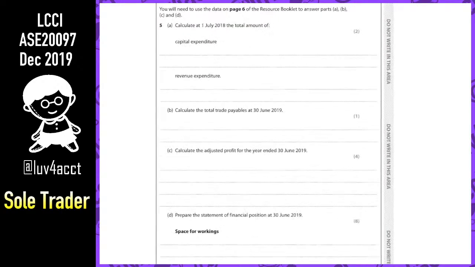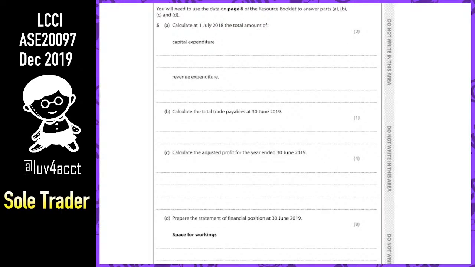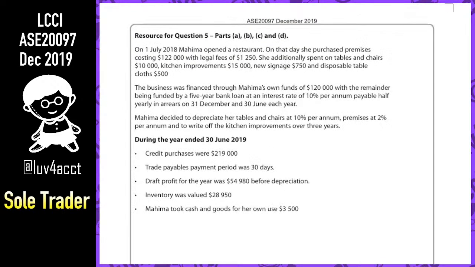So first part, calculate capital expenditure and revenue expenditure, 2 marks for both items. That means we don't have to show the workings. So this is capital, right? Legal fees related to the purchase of premises, always capital. Tables and chairs, capital, of course. Improvement, capital. New signage, then it is capital.